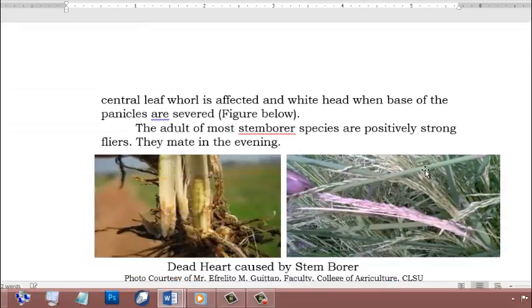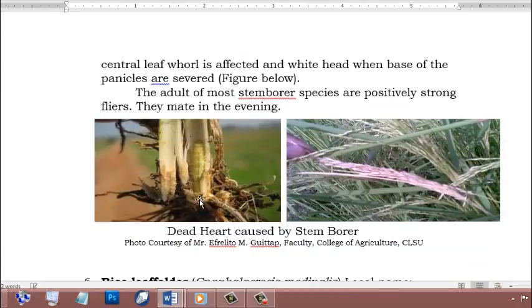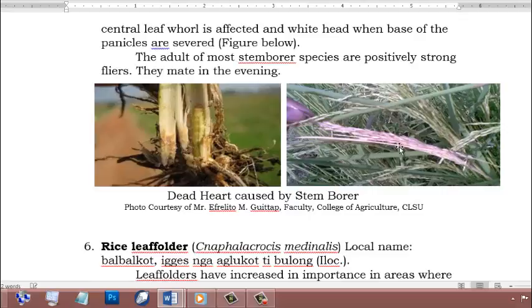Stem borers. So here they are, destroying from the lower part of the rice, going up. So this is how they look. Dead heart caused by stem borers. Here is the dead heart. Here is the stem borer.